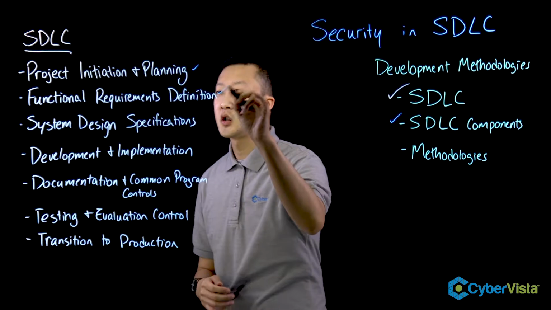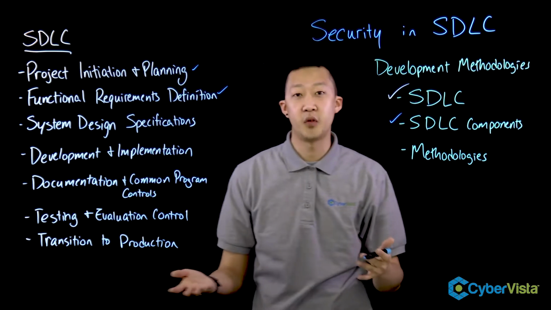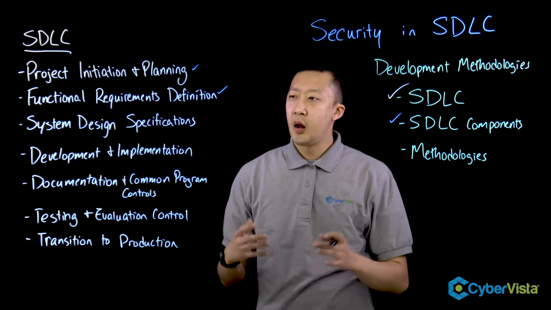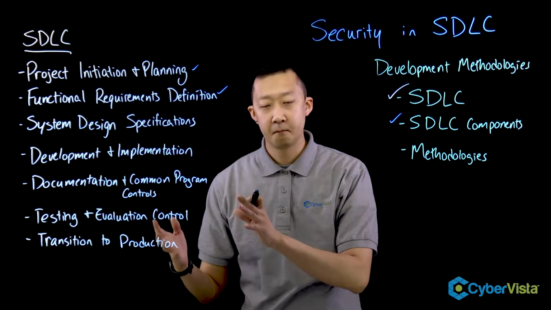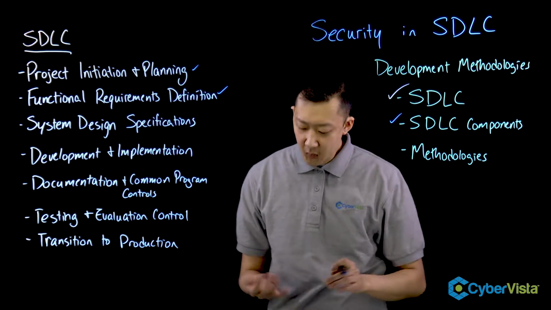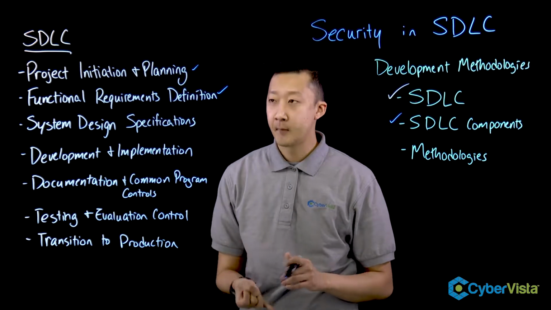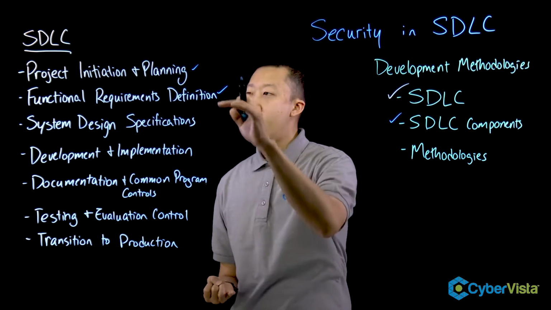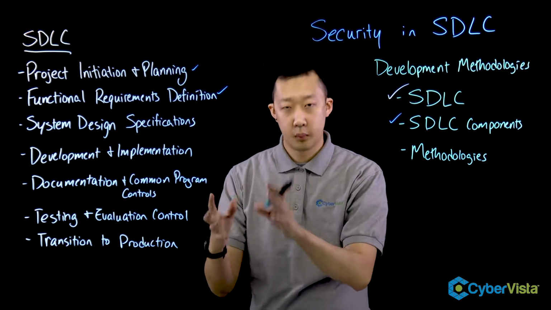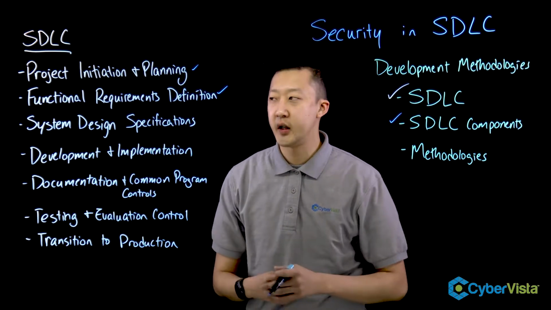All right, now let's look at functional requirements definition. Now, you may see also in the next step, which is system design specifications. And you may be thinking, hey, David, aren't those like the same thing? Yes and no. They sound very similar, but they're a little bit different. Functional requirements definition is essentially the analysis of the specific needs that your organization has, right? And based on that analysis, this is where the design of the program or the application or the software really fits to your organizational needs.